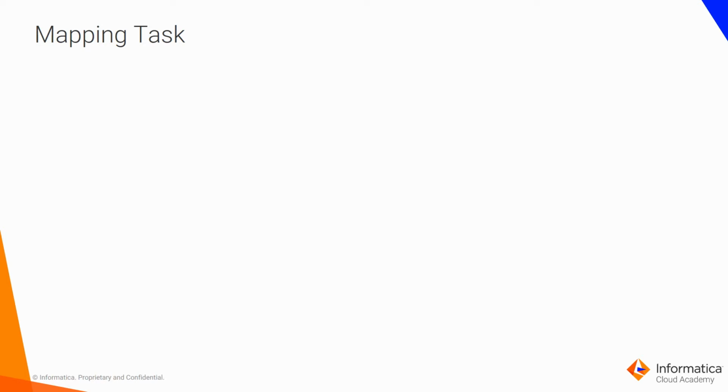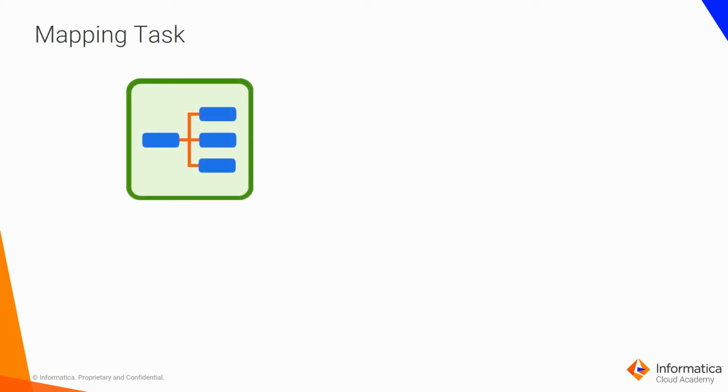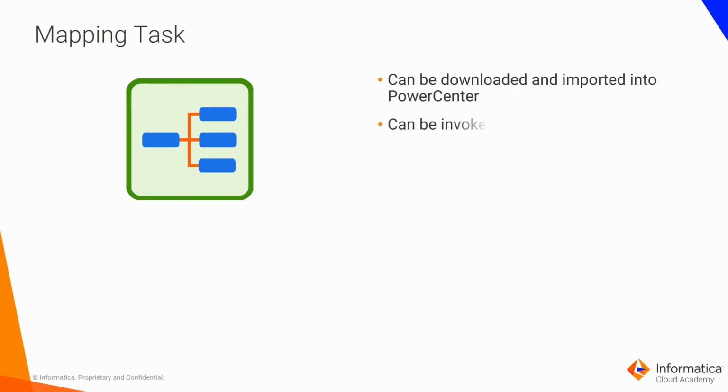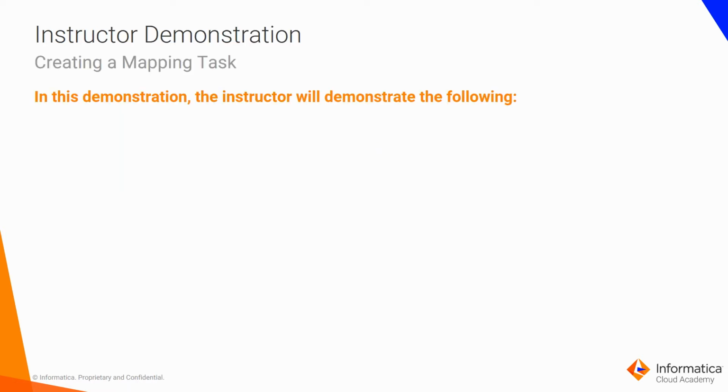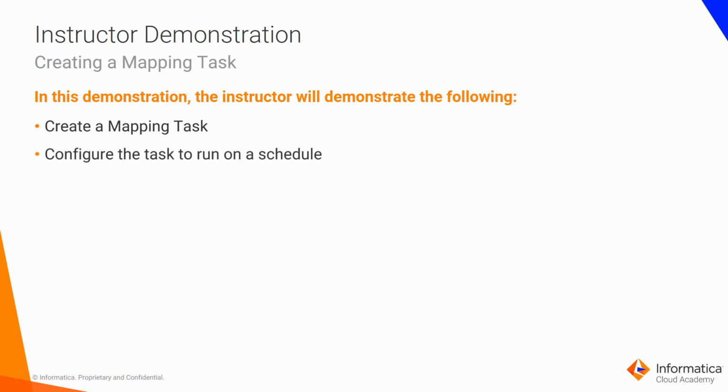There are a few things to know about mapping tasks. 1. They can be downloaded and imported into PowerCenter. 2. They can be invoked via the REST API. 3. They can also be scheduled or invoked via a Salesforce outbound message. I will now demonstrate how to create a mapping configuration task from a mapping created in the earlier module. I will also show you how to configure the task to run on a schedule.